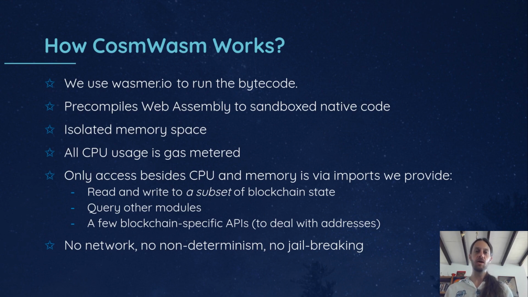We use Wasmer to run the bytecode. It's a Rust project, it's a pretty solid thing. A lot of other people are running it, NEAR Protocol, for example. It precompiles WebAssembly to sandboxed native code. It has different backends. We're using Singlepass, which is a very quick compiler, has no real attack surface, and it makes a bit slower code. It runs about 20 times slower than native Rust code.